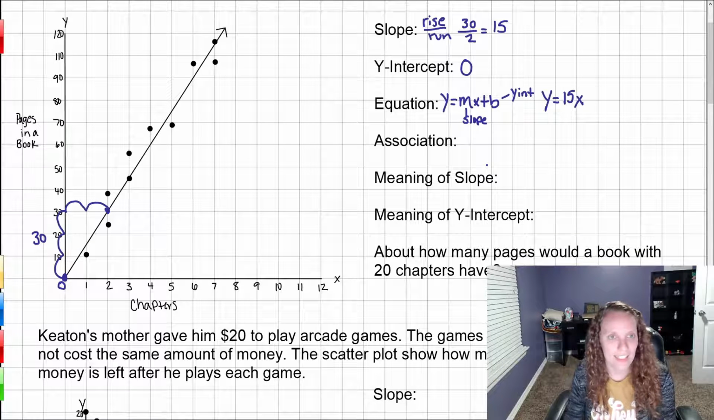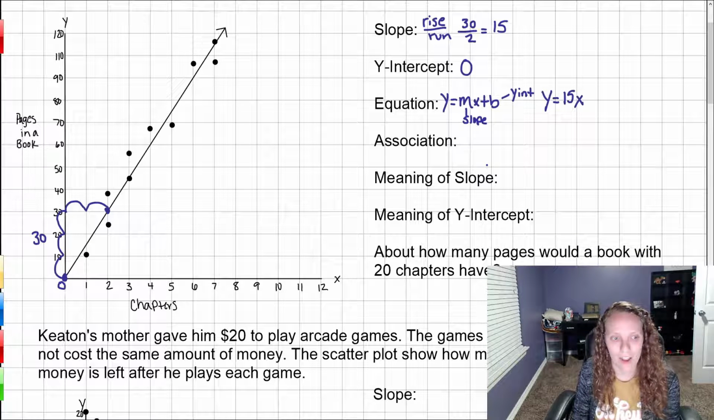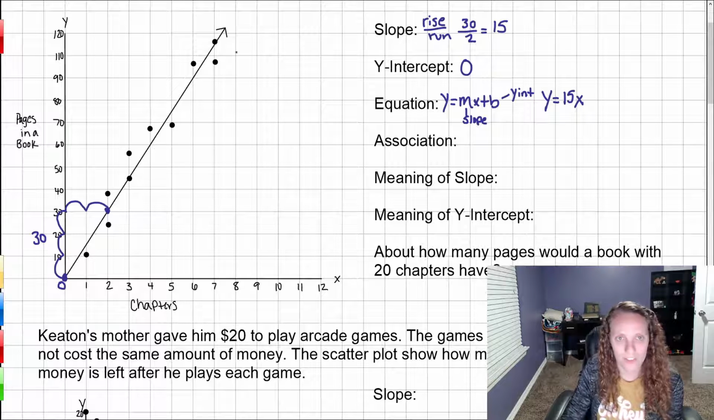Association, like I said a second ago, it's going up from left to right. The graph is trending upwards, so this is positive.